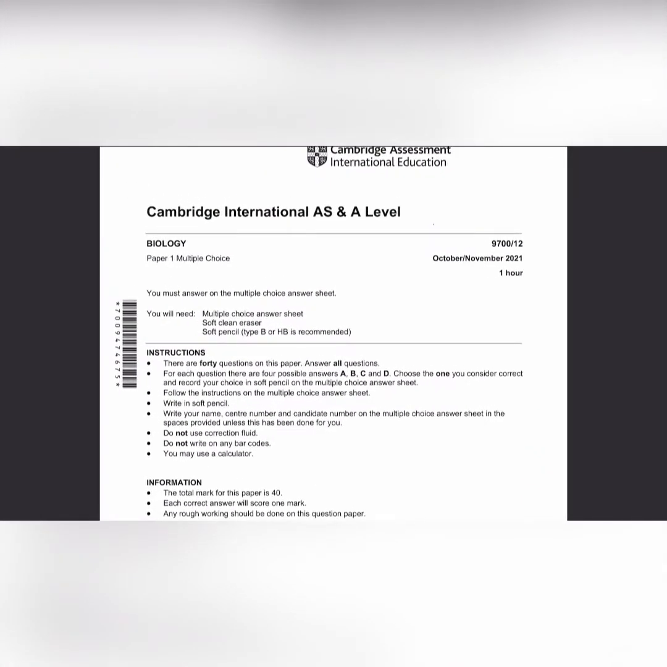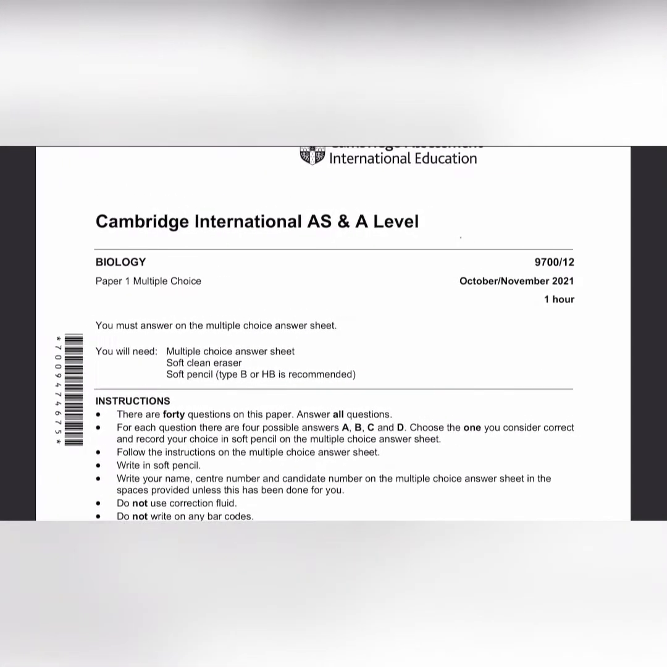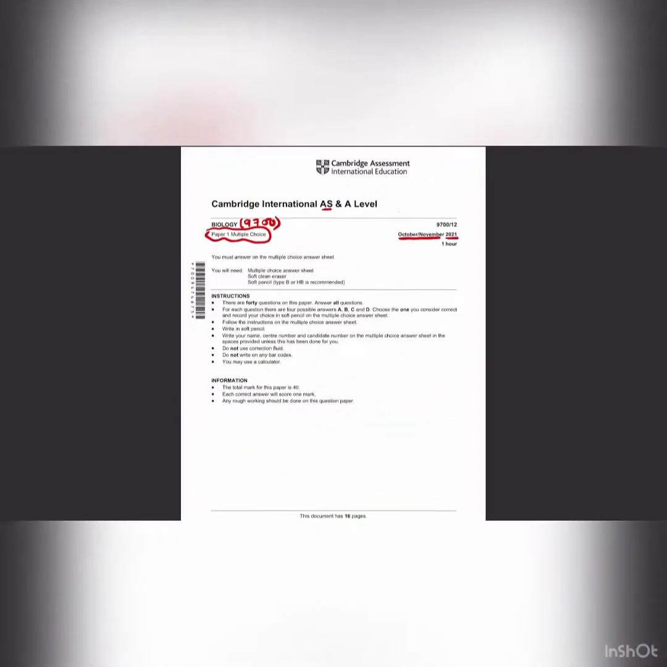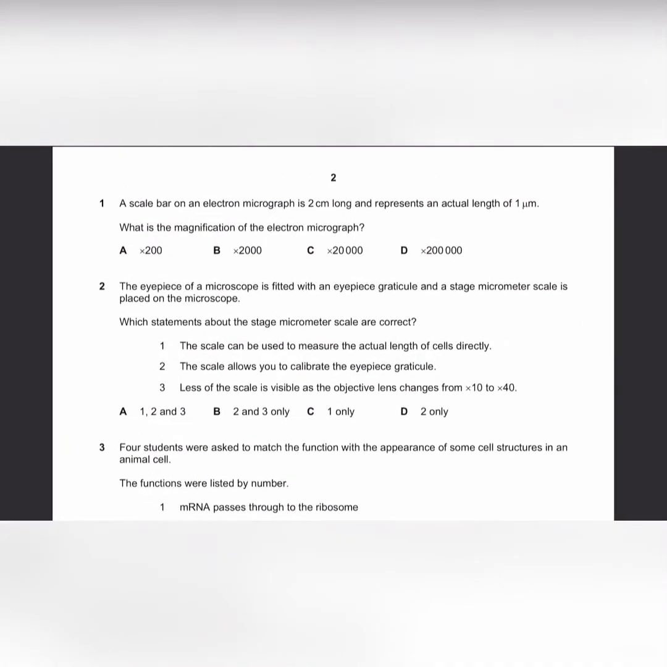Hello everyone, in today's video we will be going to discuss paper 1 of AS level biology 9700. This is of year 2021 and this is the winter paper or October-November paper. So this is October-November 2021. Let's start. MCQ number 1.